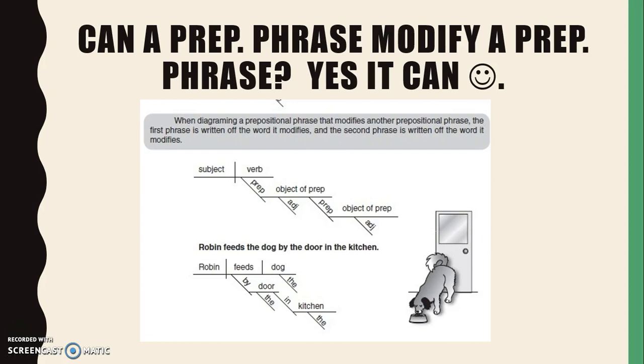Can a prepositional phrase modify a prepositional phrase? Yes, it can. We have talked about it in class. I don't expect you to learn that today, but this is what it looks like. All right, and if it modifies a prepositional phrase, it is an adverb phrase, but we'll worry about that tomorrow.